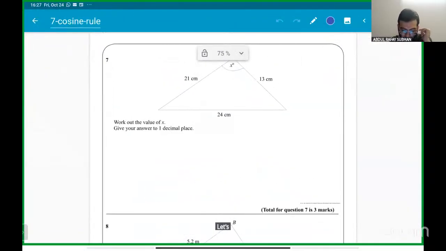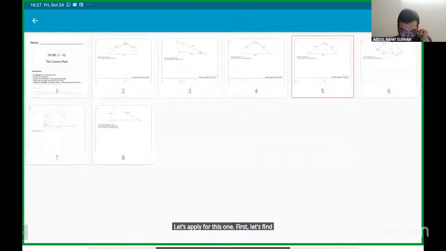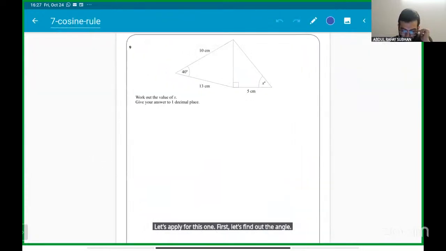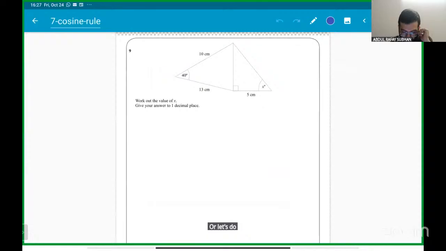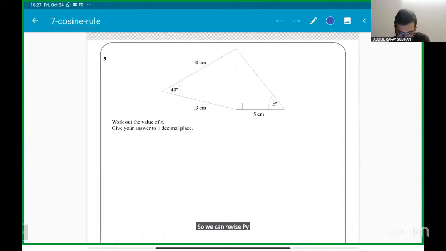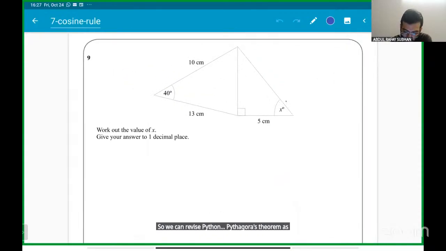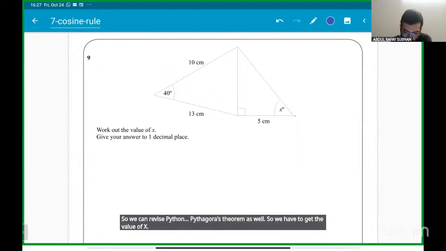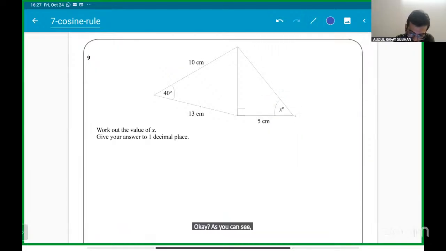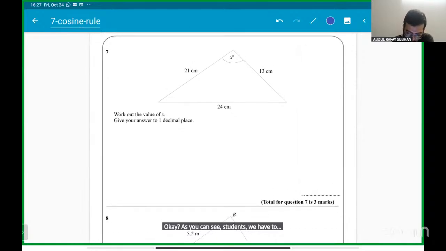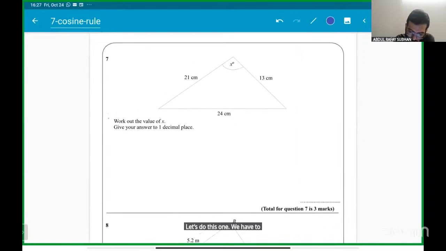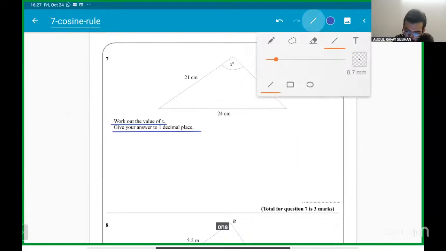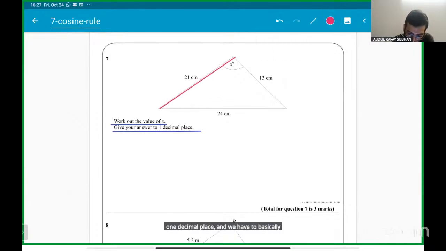Let's apply it for this one. First, let's find out the angle, or let's do this one. So we can revise the Pythagoras theorem as well. We have to get the value of x. As you can see, students, first let's do a basic one. Let's do this one. We have to work out the value of the angle x first. Give your answer to one decimal place.